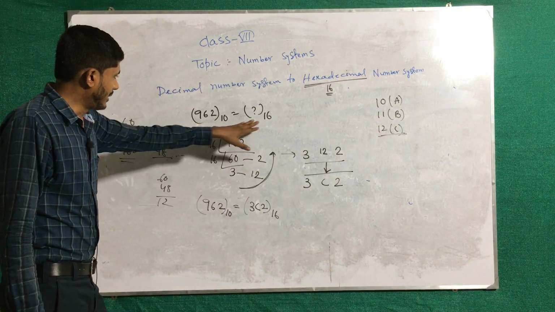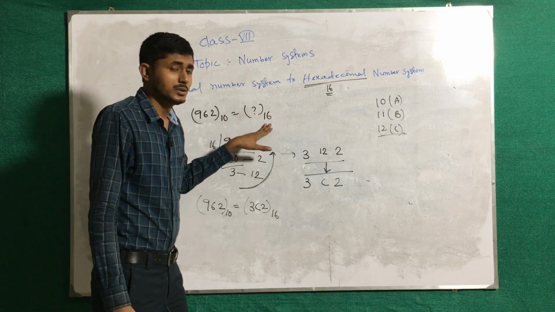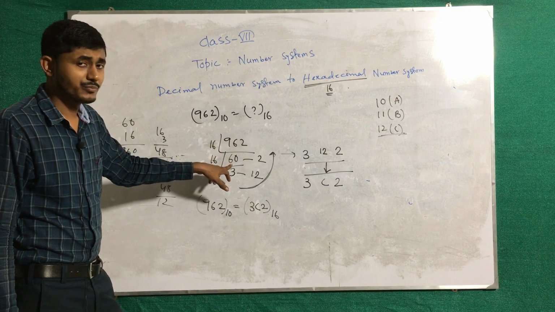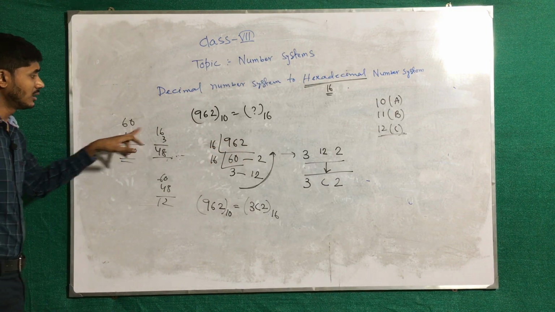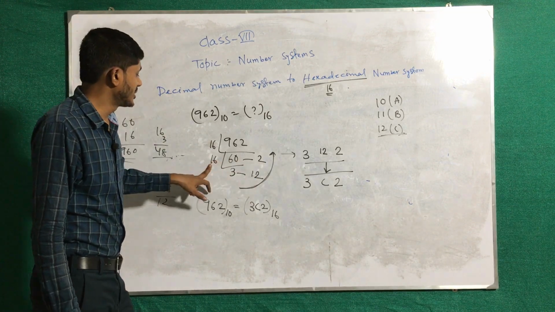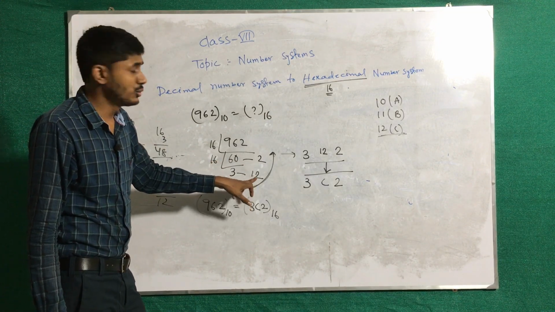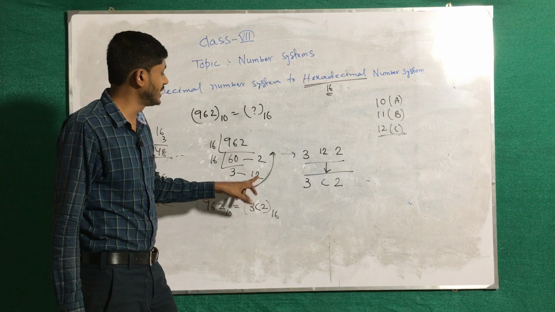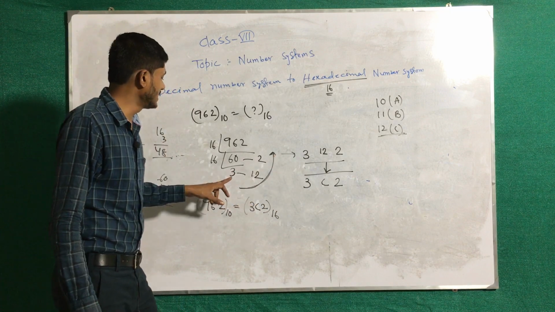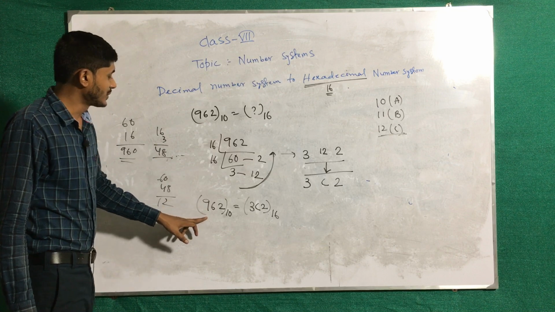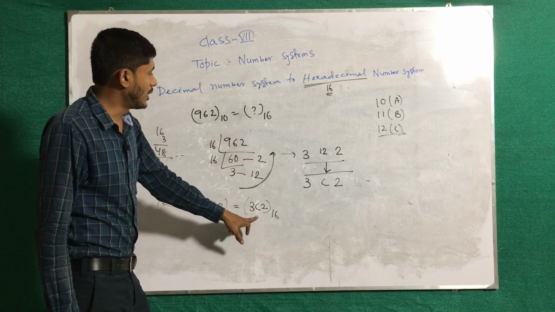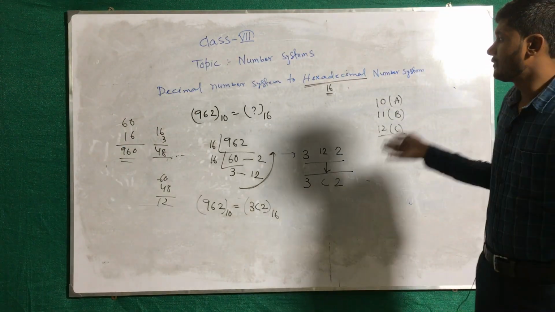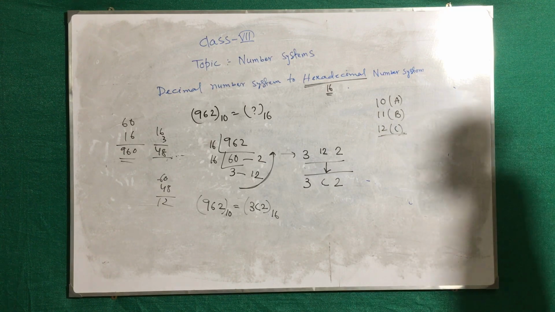First of all, we have to divide the number by the base of the other number system, that is 16. 16 into 60 means 960. So, the remainder is 2. 16 into 3 is 48. So, the remainder is 12. 12 in the hexadecimal number system is C. We write from bottom to top. So the answer is 3C2. So 962 base 10 equals 3C2 base 16. This is the actual portion of how to convert a decimal number system to its equivalent form of hexadecimal number system.